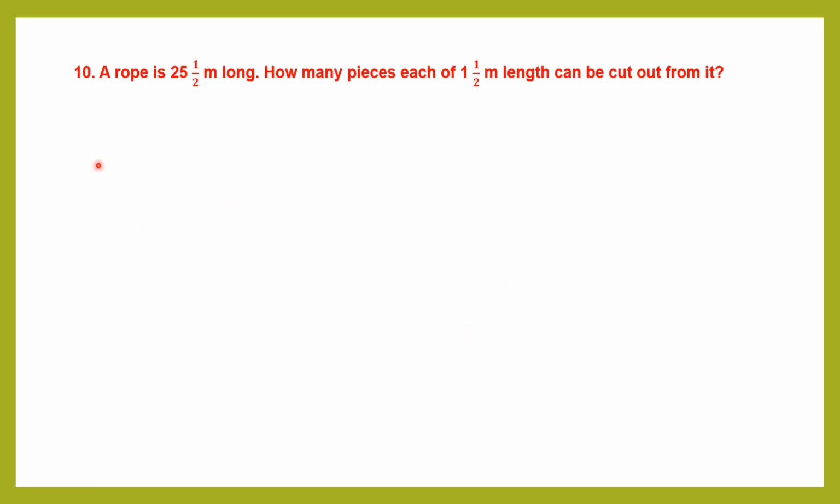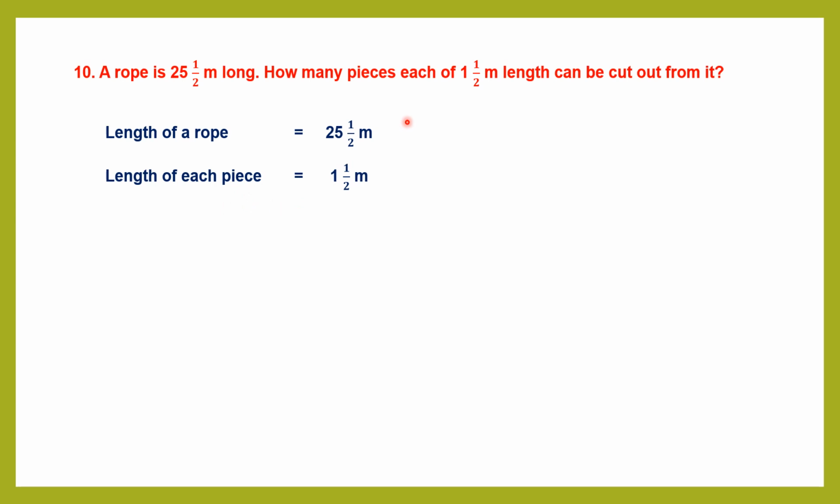Question 10. A rope is 25.5 meters long. How many pieces each of 1.5 meters length can be cut out from it? So we've been given the length of a rope and they're saying if we cut out pieces of 1.5 meters length, how many pieces will we get? So let's write down what we have. So length of a rope is 25.5 or 25 1 by 2 meters.